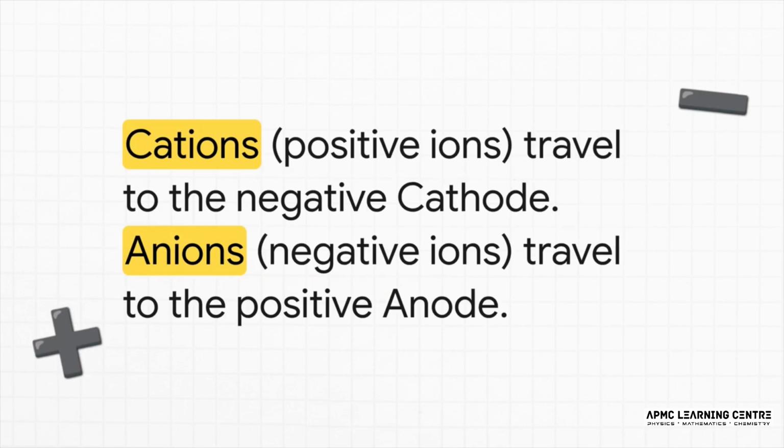So it becomes this perfectly organized trip. The cations, which are the positive ions, are naturally drawn to the cathode, which is negative. And at the exact same time, the anions, our negative ions, head straight for the anode, which is positive. See? No getting lost, no confusion, they know exactly where they're going.